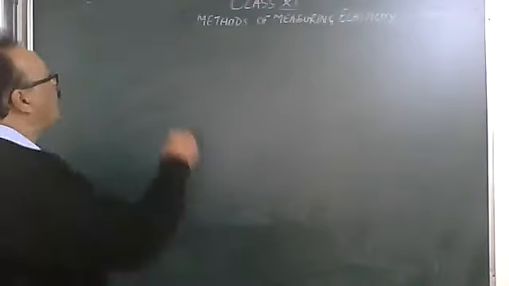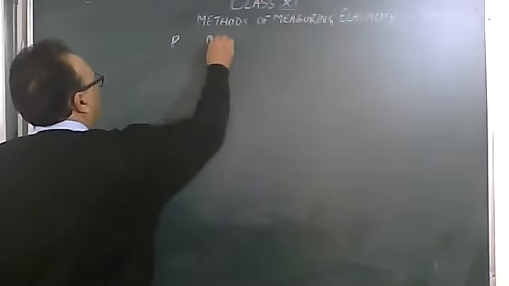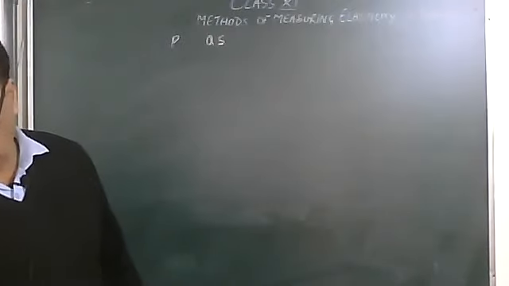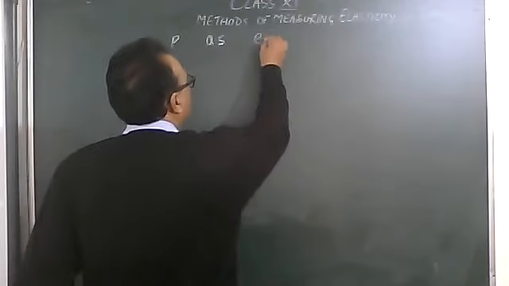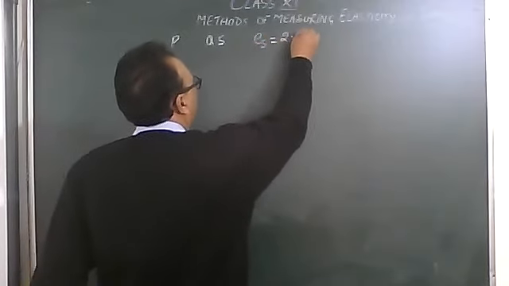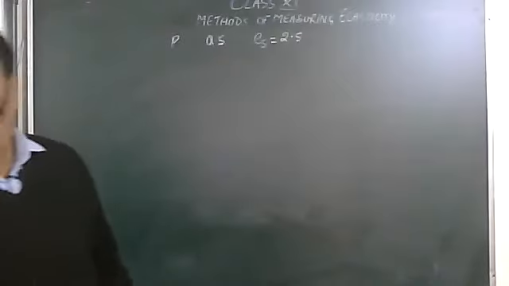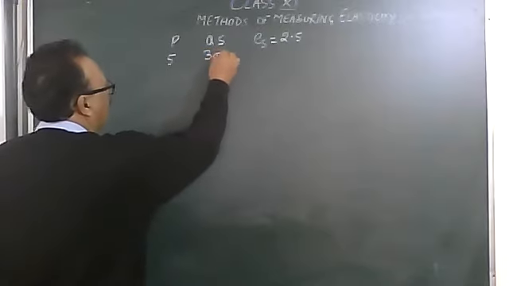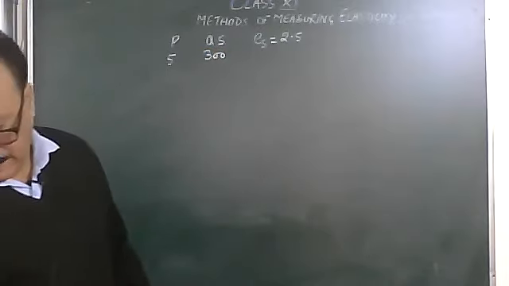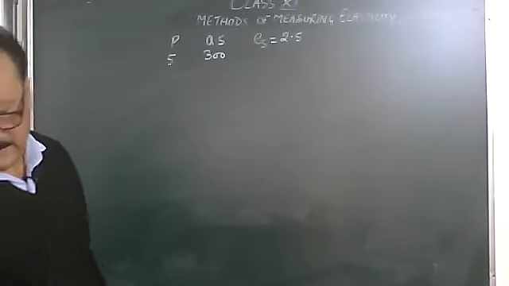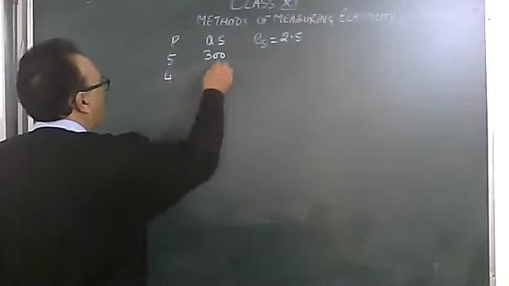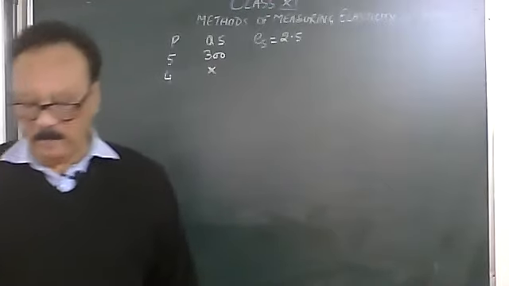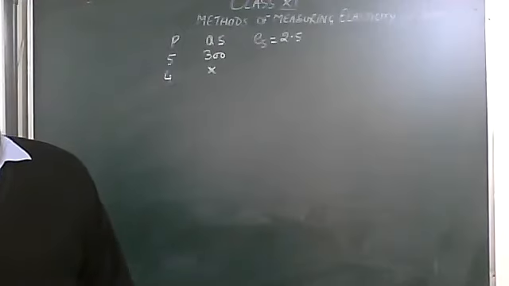Let us put down what we have learned in the question. The question says the elasticity of supply, that is ES, is 2.5. That is given. At the price of 5 per unit, the quantity supplied was 300. Calculate the quantity supplied at price 4. The quantity is the unknown value, which is X.